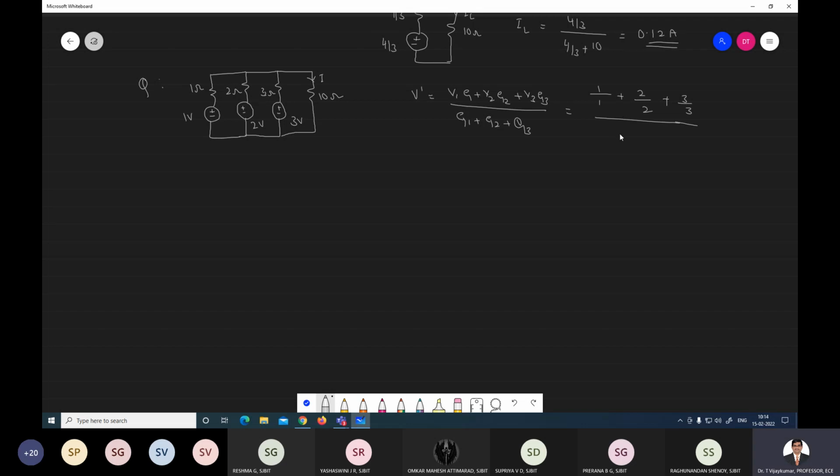Plus G1 plus G2 plus G3. This is 1 by 1 plus 1 by 2 plus 1 by 3. How much is it? 1.833. Not the answer, sir. The answer is 1.636, because I told you V dash is only the denominator. V dash is 1.636.